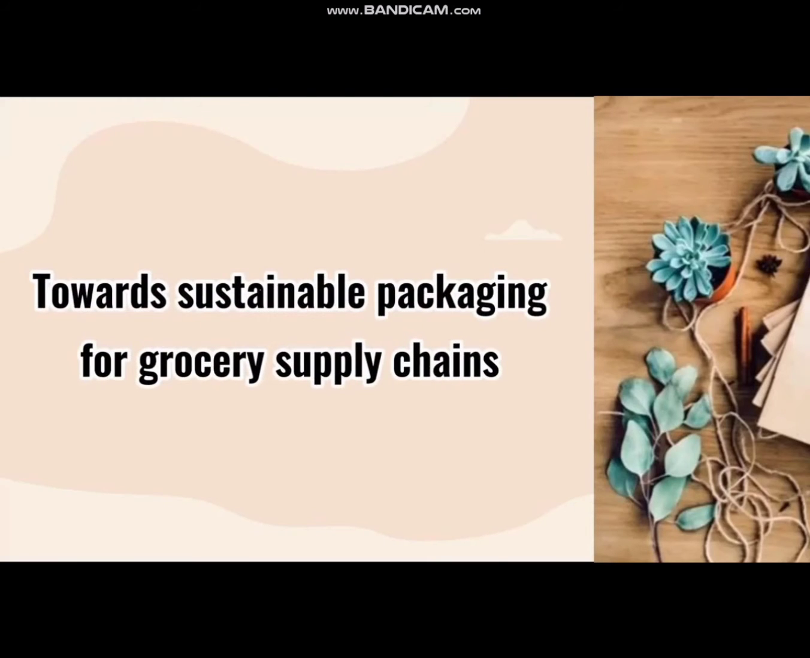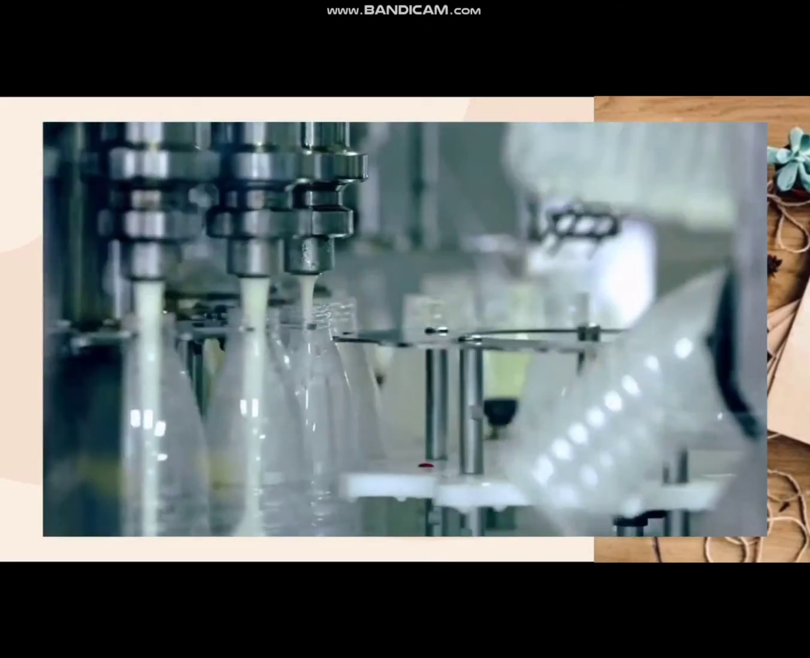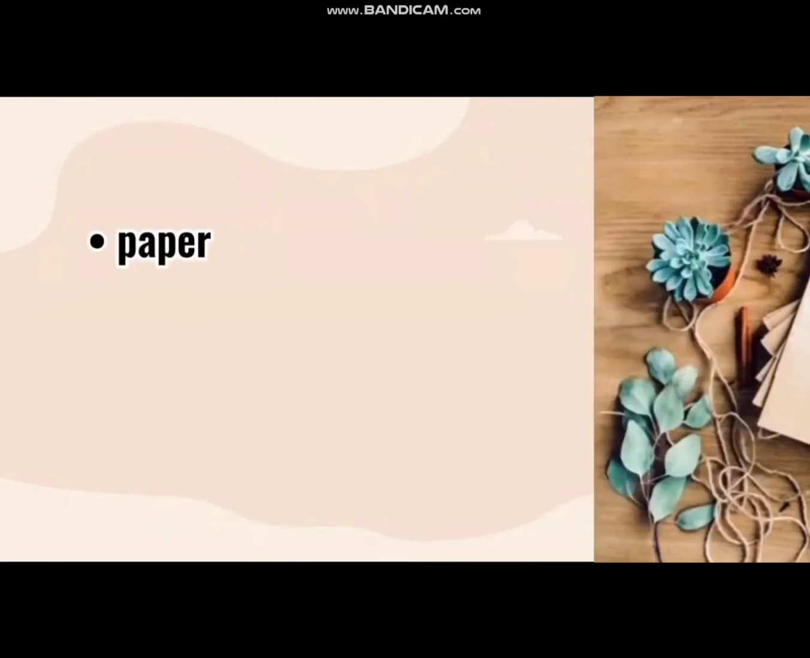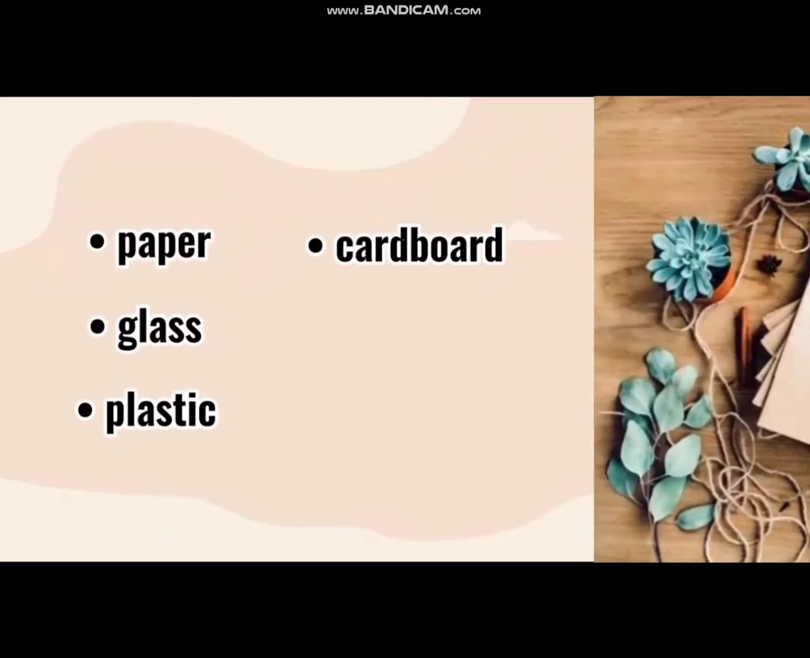Towards sustainable packaging for grocery supply chains. Many businesses and enterprises engage in sustainable packaging that uses eco-friendly and recyclable materials like paper, glass, plastic, cardboard, metal, and wood for their products.